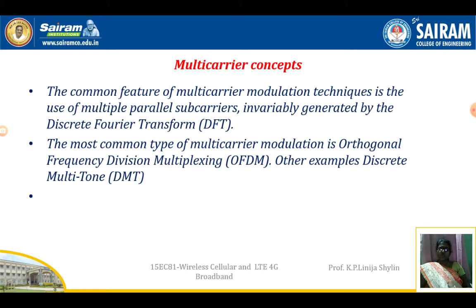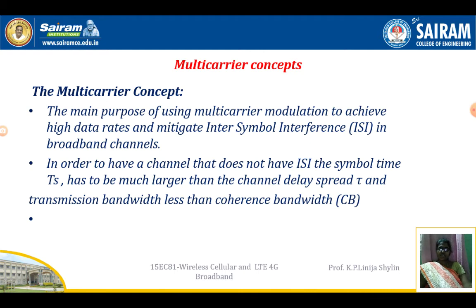First, we will see the purpose of this multi-carrier concept: to achieve a high data rate and reduce the intersymbol interference. In module 1, we saw there is intersymbol interference, and we made a lot of attempts to reduce it. The main thing is to achieve a high data rate as well as reduce ISI. The symbol time is represented by TS, and this TS should be greater than the channel delay spread, defined by tau.